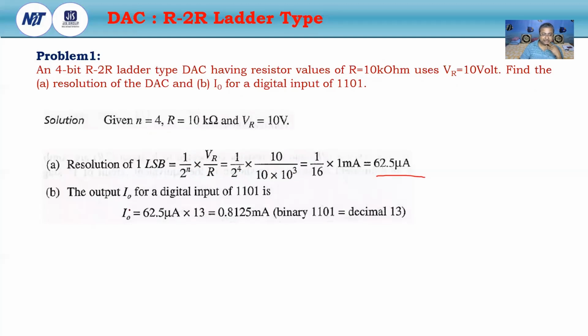Now for the input, what is the decimal value of this? 13. So this is the resolution, that means 1 bit size. So 1 bit size into the total number of steps. That means 62.5 microampere is the bit size, and this is the total decimal value, the total number of steps available. So then we multiply it, we will get the I0.